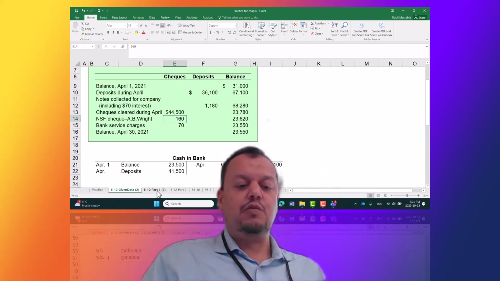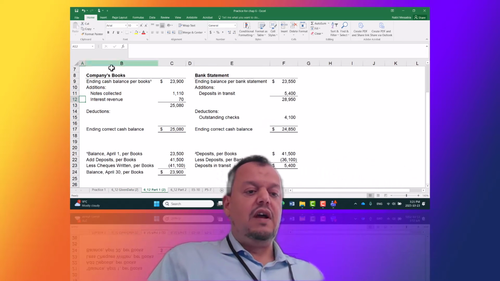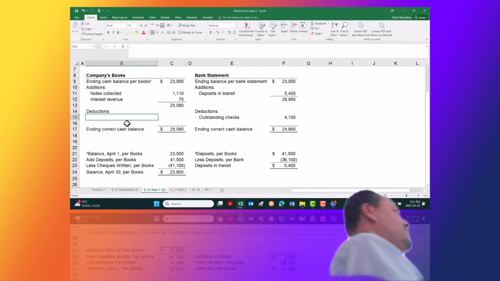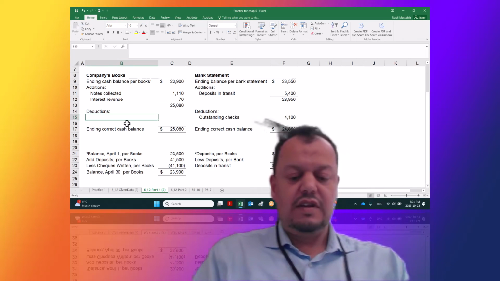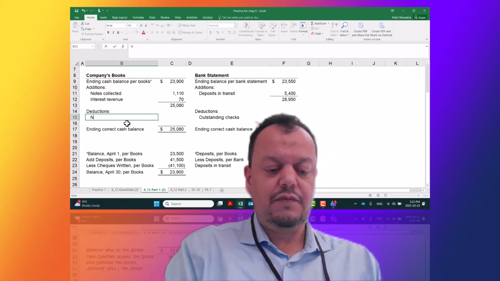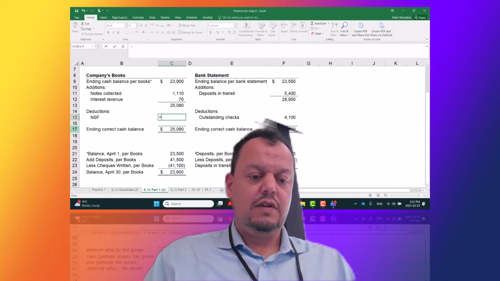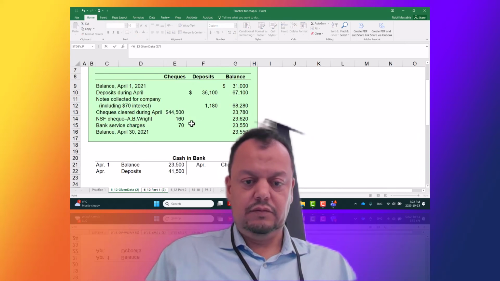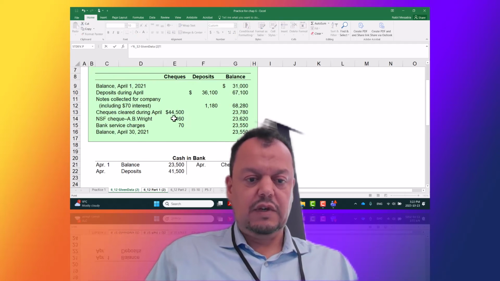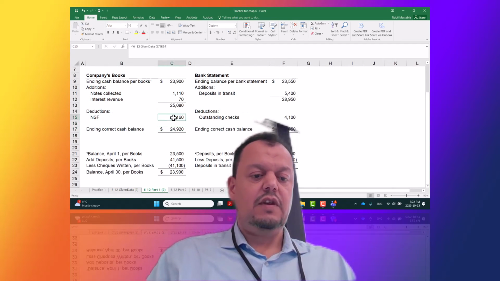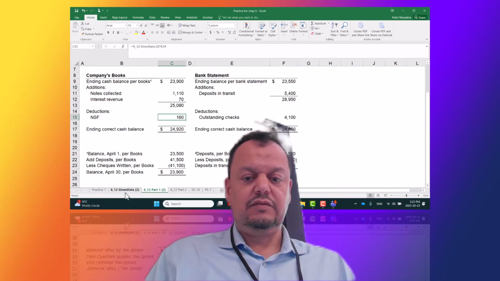So we were not aware. Now that we know, we have to adjust our balance. Now, on the add list or on the deduction list? On the deduction list, NSF, $160. Okay, and what else?